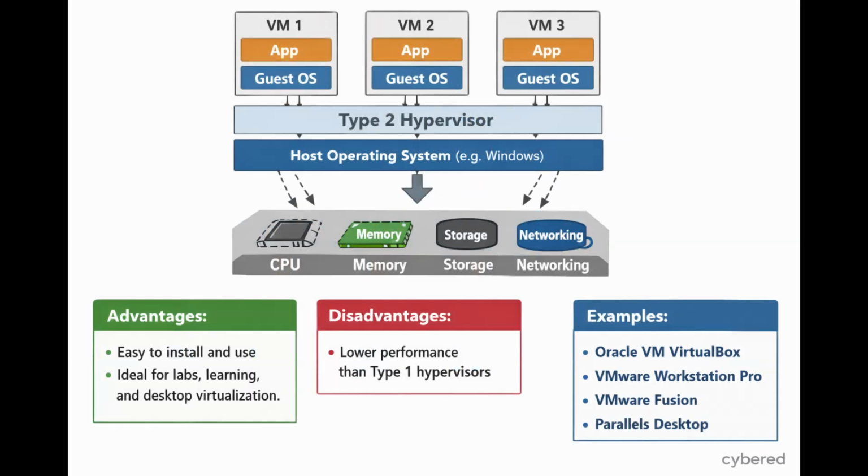A Type 2 hypervisor runs on top of an existing host operating system such as Windows, macOS, or Linux. Hardware resources are accessed through the host OS, which introduces some overhead. The advantages: easy to install and use, ideal for labs, learning, and desktop virtualization. Disadvantages: lower performance than Type 1 hypervisors. Here's a few examples: VirtualBox, VMware Workstation Pro, VMware Fusion, and Parallels Desktop.